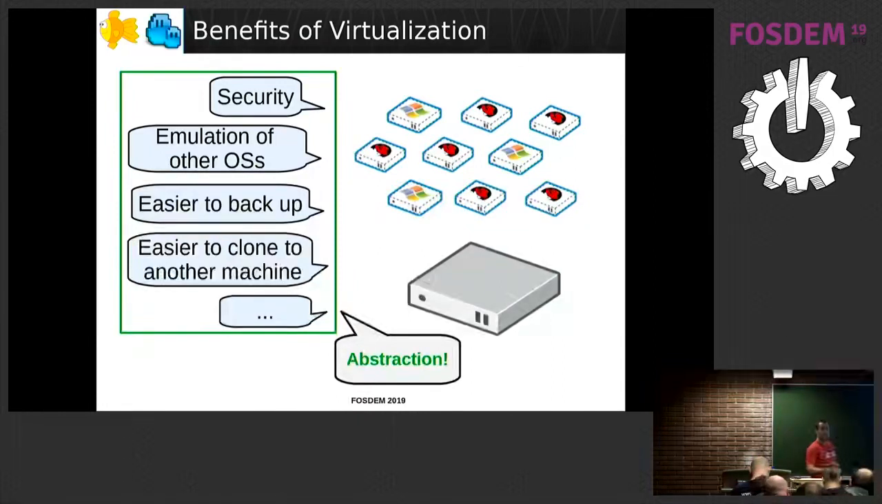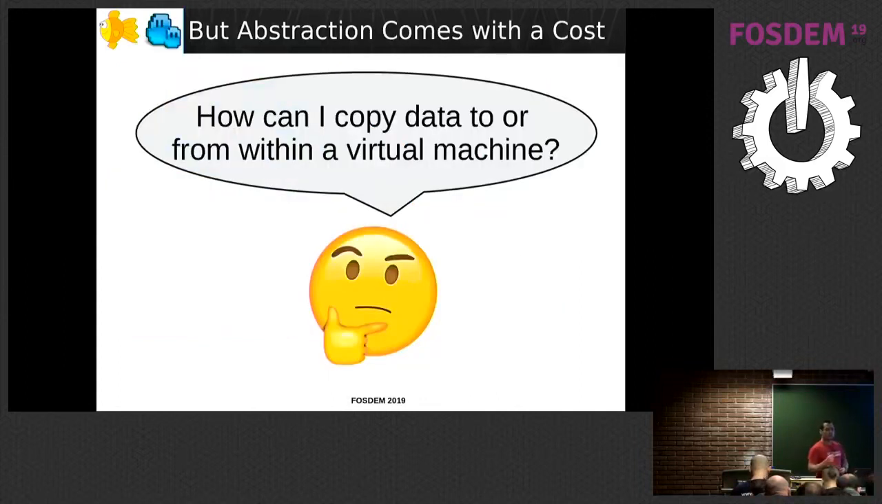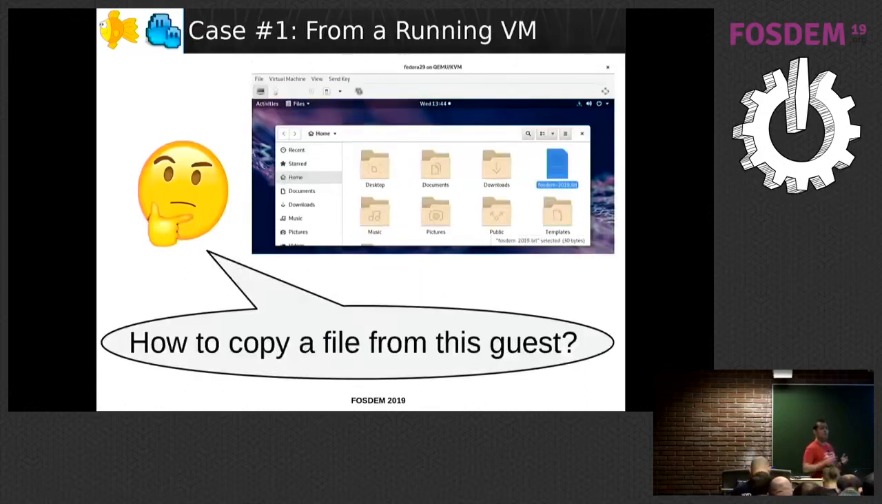So this abstraction is generally good, but it comes with a cost, and I would like to focus on a specific one. How can we inject files from the physical host to the virtual machine, and vice versa? How can we extract files from the virtual machine to the physical host? Let's consider two different cases. One, we have a running virtual machine, and we want to copy a file from within the guest to the physical host.